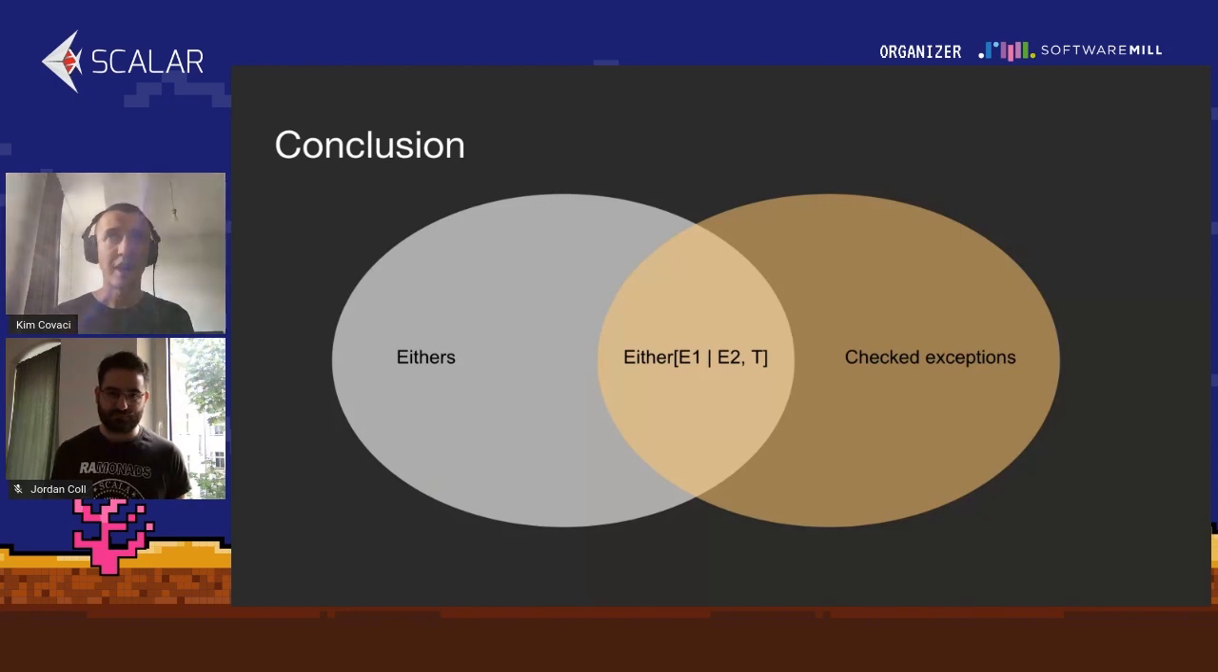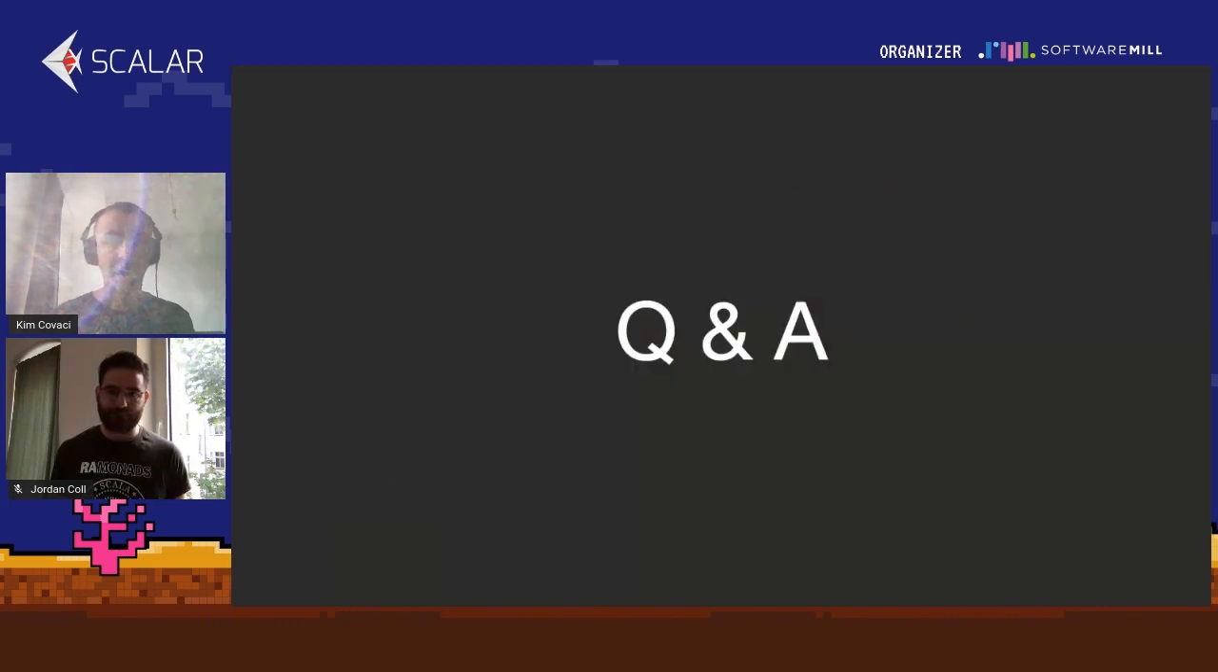It will work for Either for free with Dotty, but if you want to provide it for other data types like EitherT, you will need to put a different instance of flat map in scope. We believe that error monad represents this in a nice abstract way. I think this is all from our end.